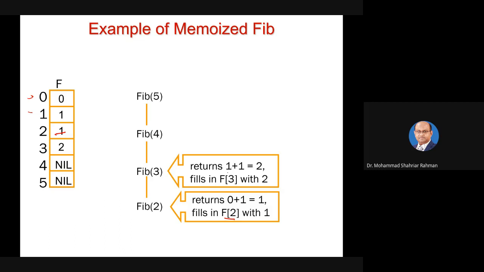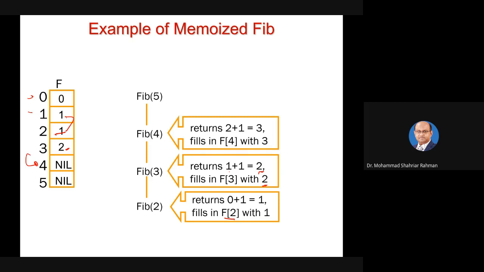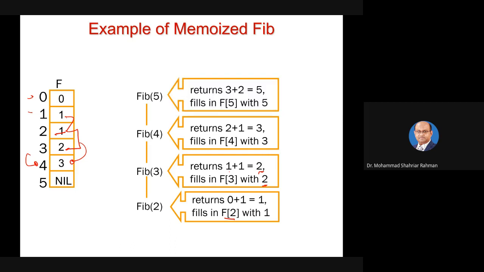Right? Returns 1 plus 1. 1 plus 1 is 2. So F3 is filled with 2. Then 4 is nil. We have this 2 plus 1, 3. And then we have this 2 plus 3, 5.